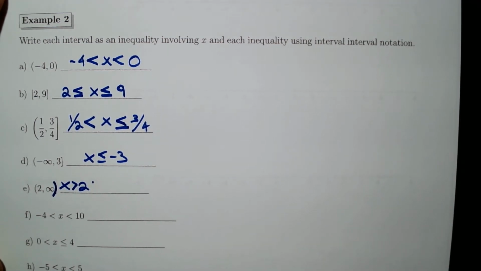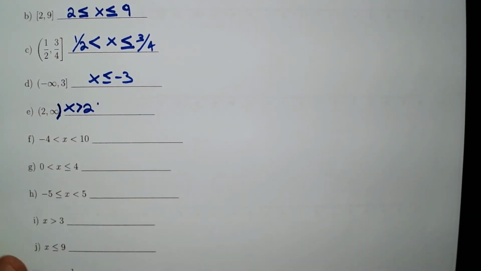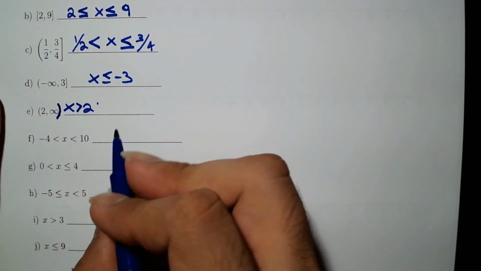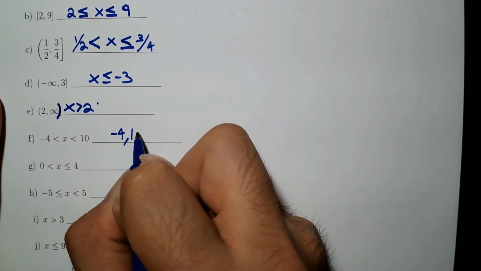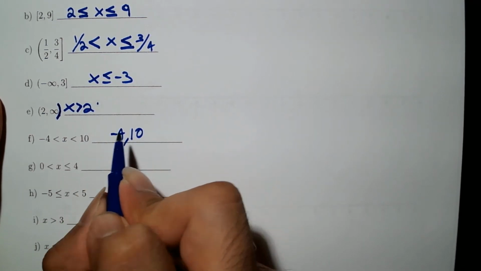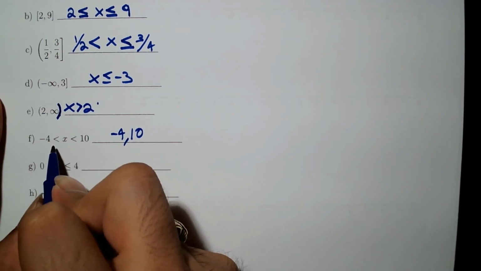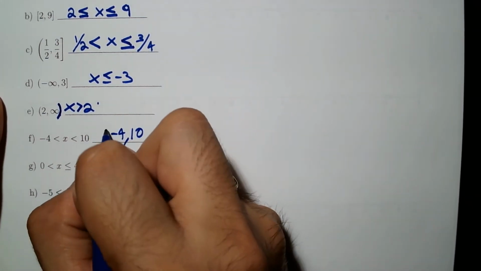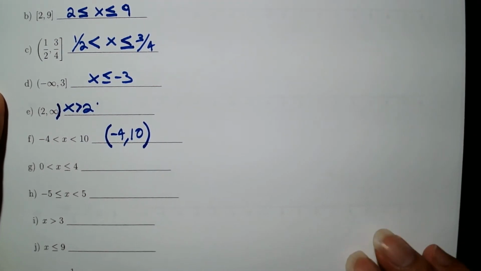Now we're going to do the reverse. The reverse is going to be slightly easier because all we have to do is write the numbers, a comma, and then the other number. Now we need to worry about whether this is going to be parentheses or brackets. And if you look at the inequality signs, none of them have the equal part. So this is going to be parentheses and parentheses.